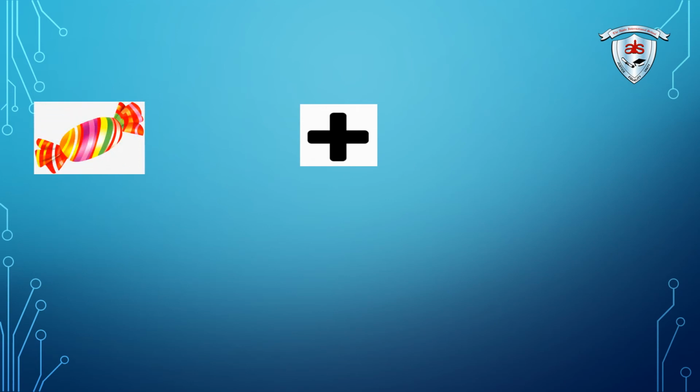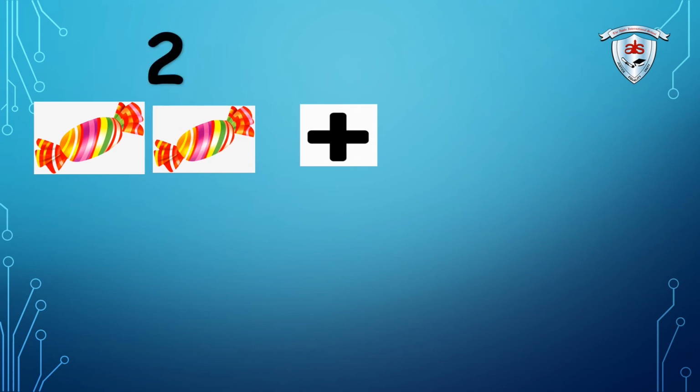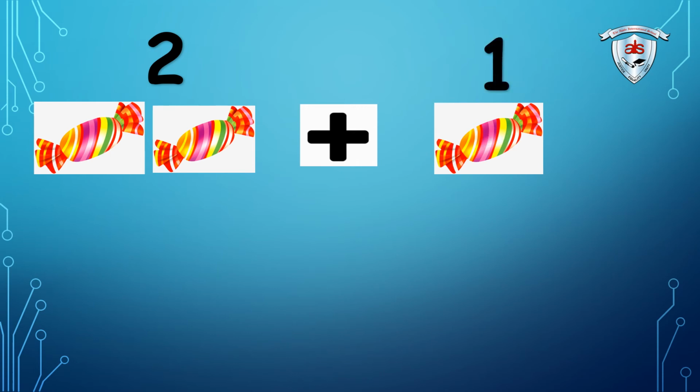Okay, there is a candy. So how many candies do we have in this group? 1, 2. Yes, there are 2 candies in this group. And what about the another group? Let's find out how many candies in another group. 1. Okay, so there is only 1 candy in this group.